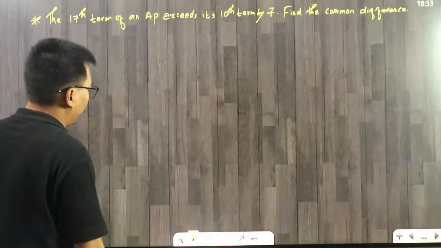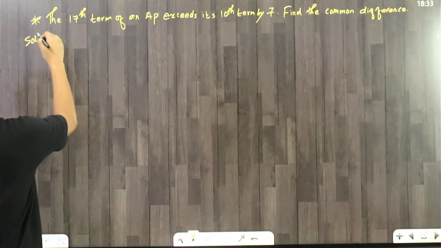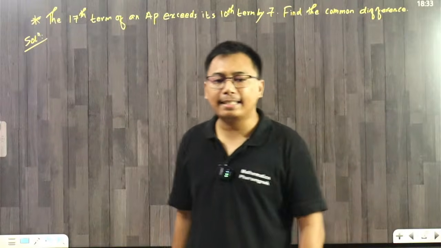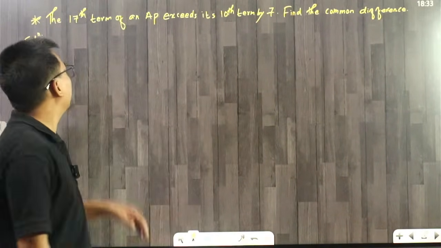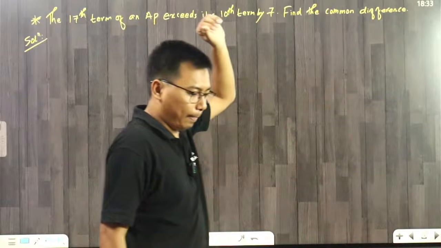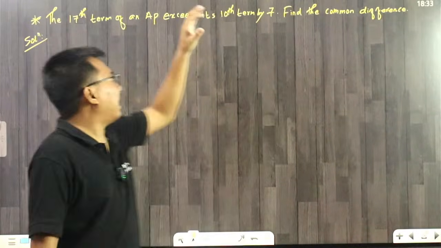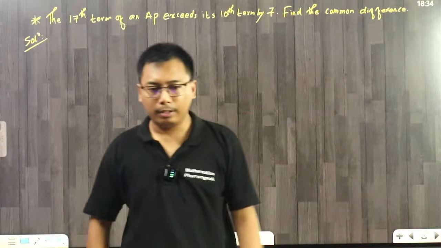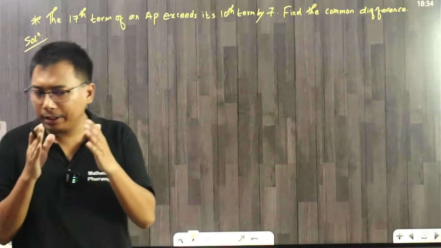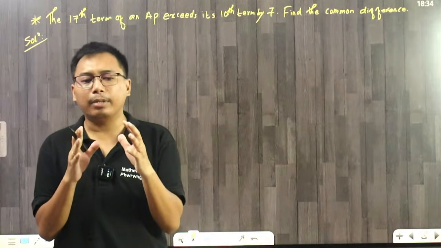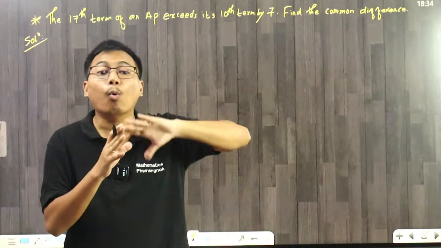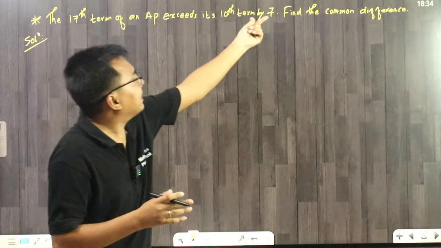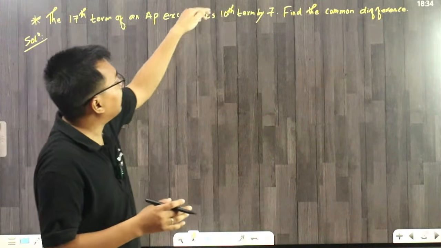All right. So here we have our next question. It says that the 17th term of an AP exceeds its 10th term by 7. Find the common difference. We have a 17th term. Now this 17th term exceeds means what? More. So this 17th term is 7 more than the 10th term.